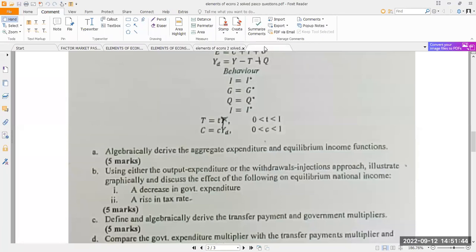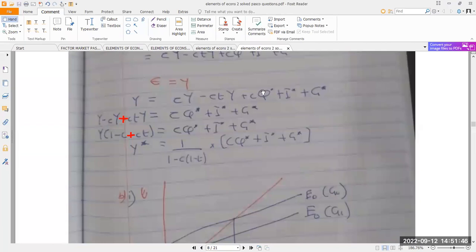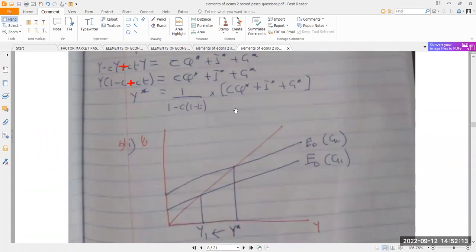Okay, now if there's a decrease in government expenditure, let me talk about the intuition first before we look at the graph. Government expenditure is part of aggregate demand or aggregate expenditure. So if there's a reduction in that, there's going to be a reduction in aggregate demand. And that should cause a reduction in the equilibrium income or the equilibrium output.